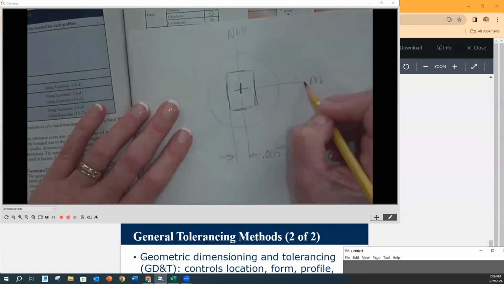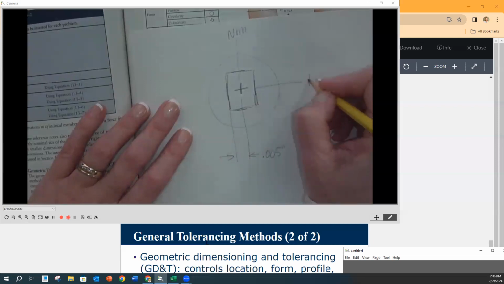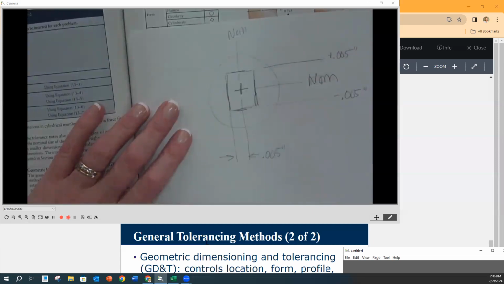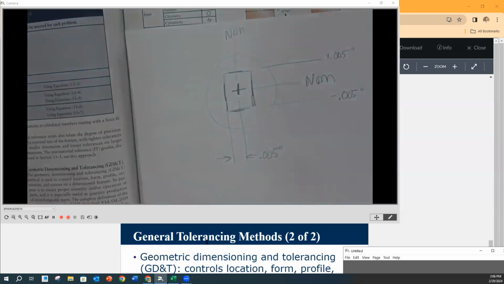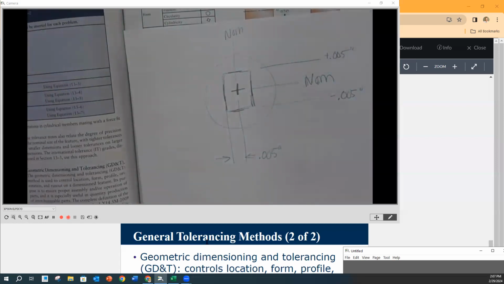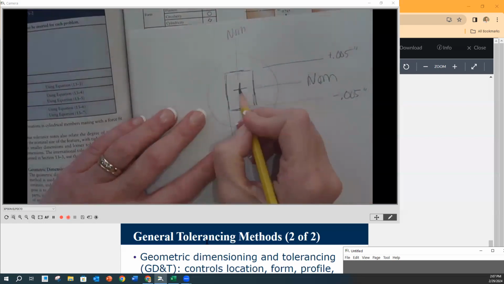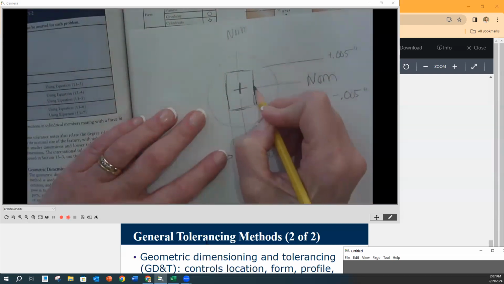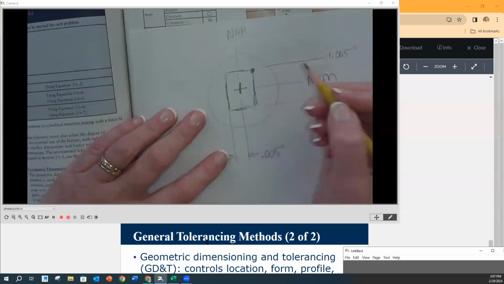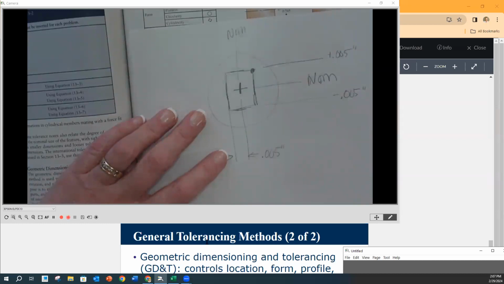Here's my nominal this way. I can have a plus 5/1000 and then again, a minus 5/1000 of an inch in both directions. So when I have a rectangular coordinate dimension, I have a rectangular or a square tolerance zone, right? Now, when I have that, I will accept on +5 and +5. So this corner, right? And that'll be an okay dimension for me.